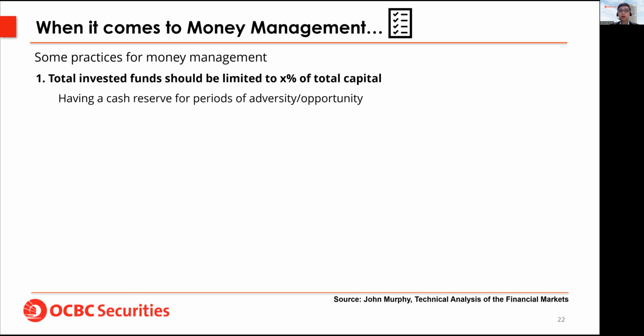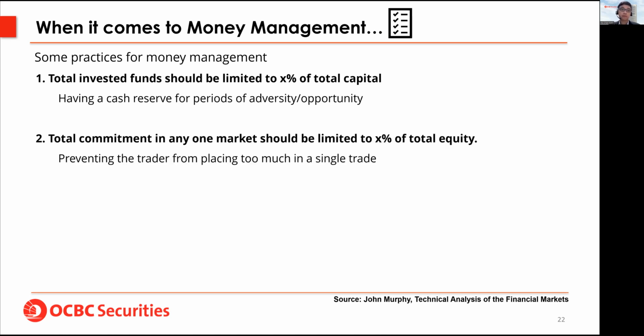First of all is in terms of total invested funds. So how much are you willing to actually deploy into the market? And the idea of this is really to have a cash reserve for periods of adversity or opportunity. So for example, if you're willing to only invest 50% of your total capital into the market, that means that when there's opportunity, you can actually deploy additional capital. Whereas if you're 100% all in, then you're not able to do so.